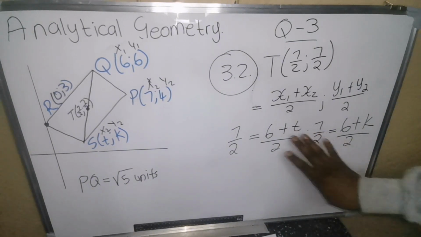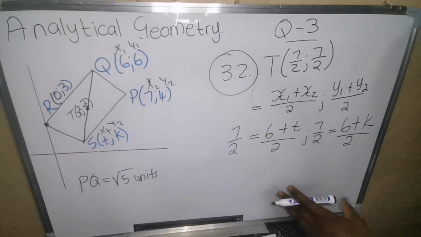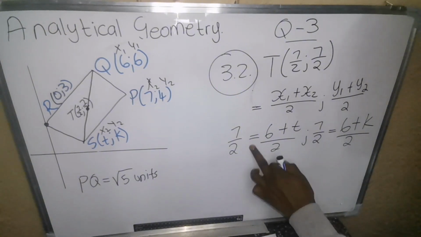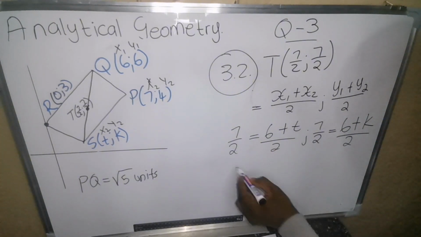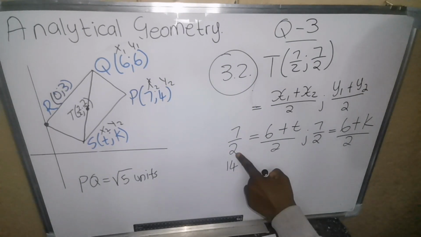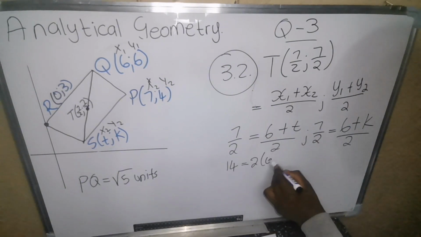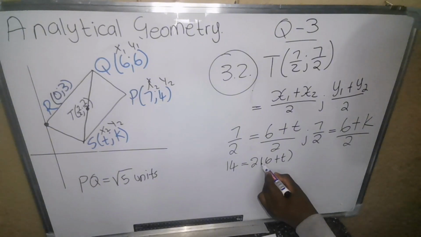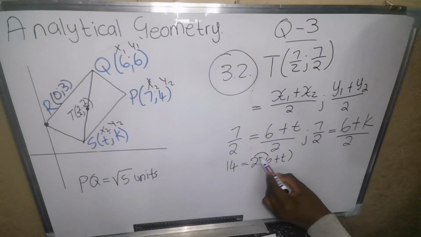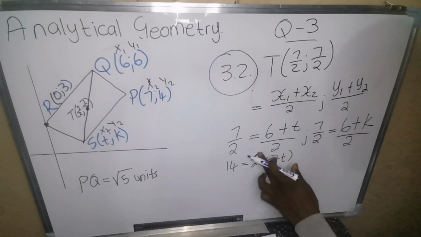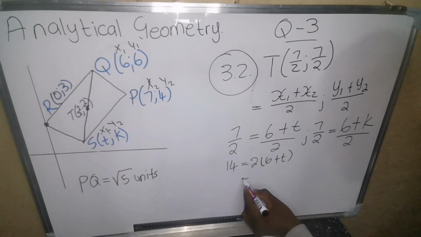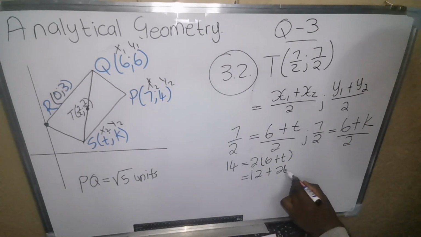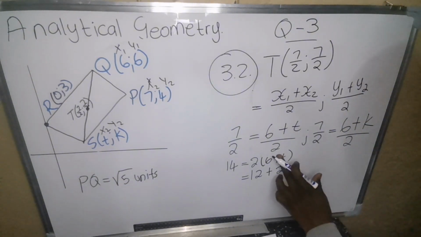Okay, let us solve for t on this side. You cross multiply. When you cross multiply, it's going to be 7 times 2 is 14, equal to 2 times 6 plus t. Then to continue, you want to find t. You multiply this 2 by 6 and 2 by t. So 2 by 6 is 12, plus 2 times t is 2t.